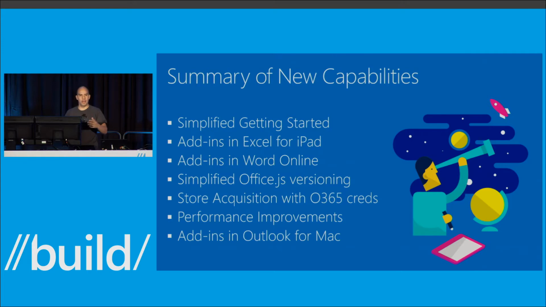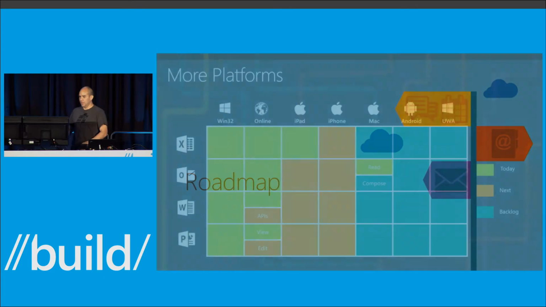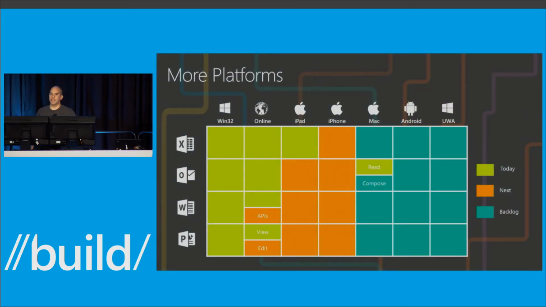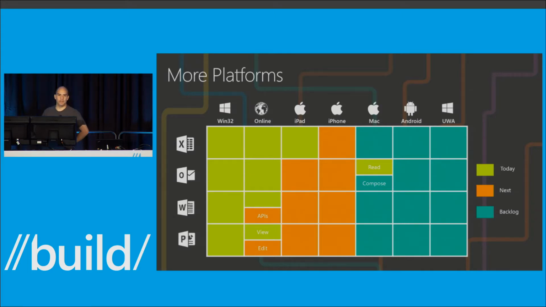Performance improvements have been rolled out, as well as add-ins for Outlook Mac. You probably saw that demo in the developer kickoff session. For the last 10 minutes I want to spend talking about the roadmap, what's coming up in the future. You also probably saw these slides. I'm not going to spend a lot of time here, but we are actively working on enabling these to all the platforms. One of the highest priorities for my team right now is to make sure that add-ins are available and working on all the platforms where Office works.